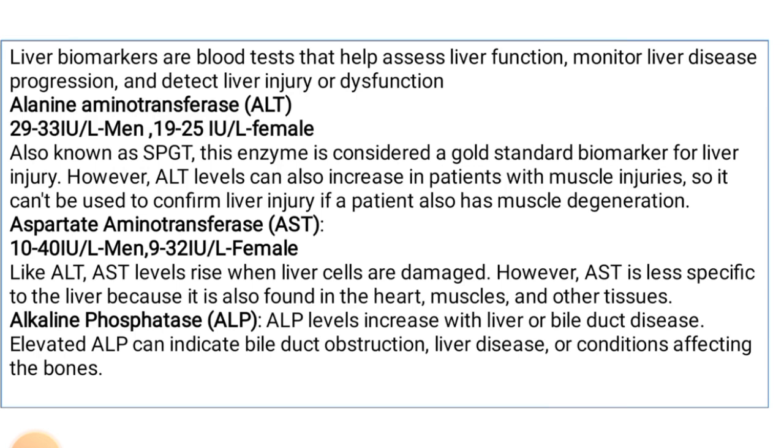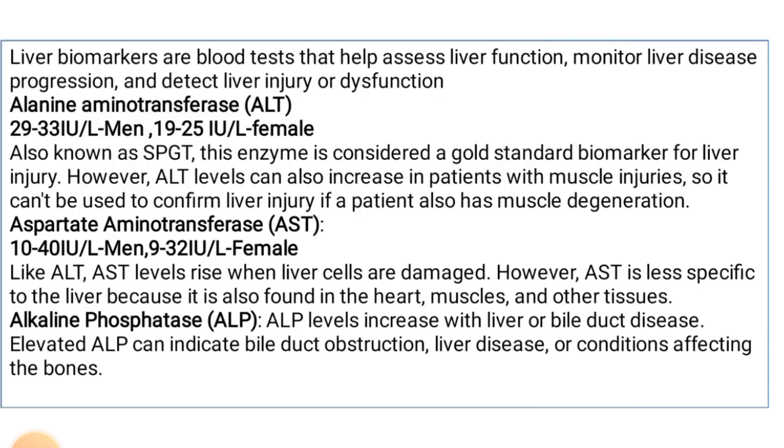In those cases, there are three types of enzymes that are mostly used as biomarkers. The first is alanine transaminase, which we also call ALT. The normal level of ALT differs in males and females. In males it is 29 to 33 international units per liter, and in females it is 19 to 25 international units per liter. This is the normal level of ALT. If this level is exceeded, then we say that this person has liver damage.